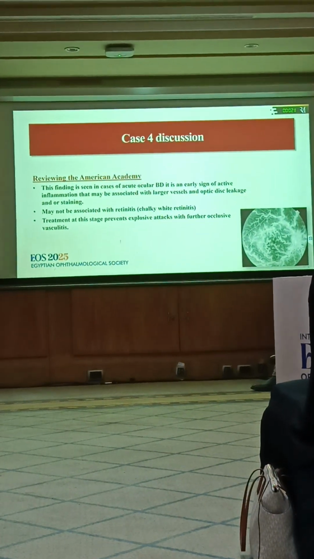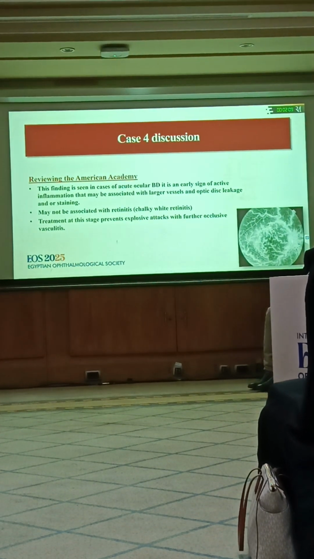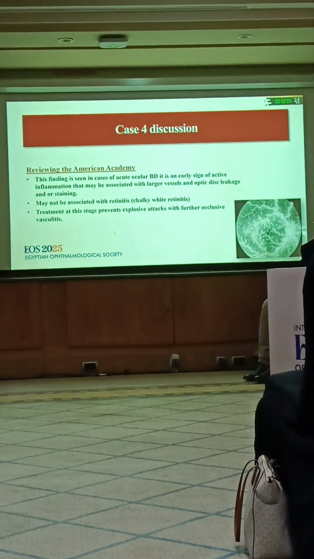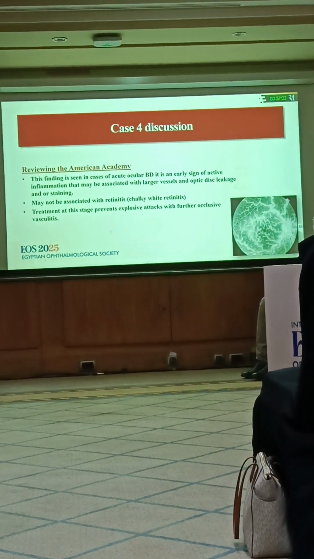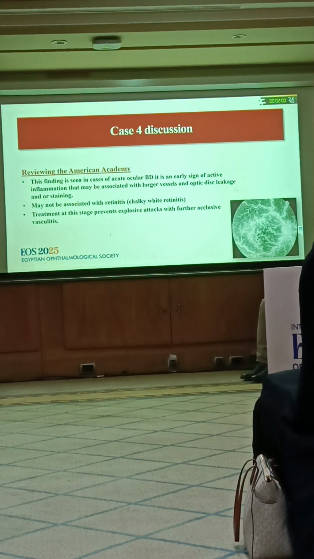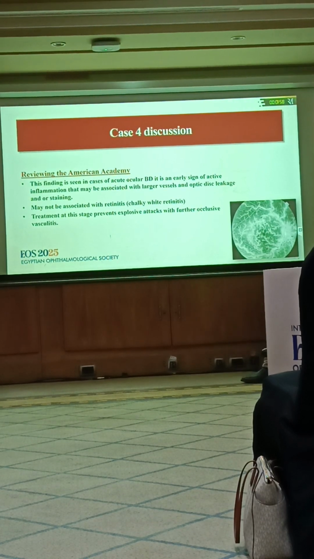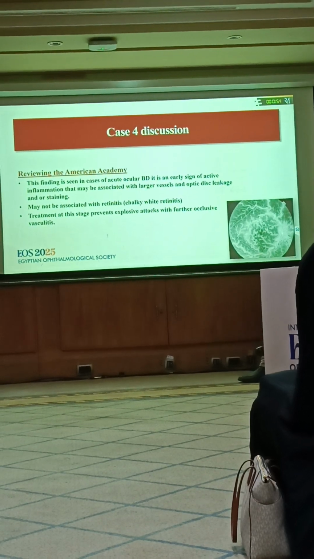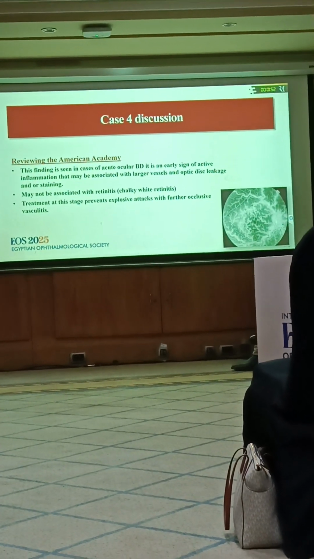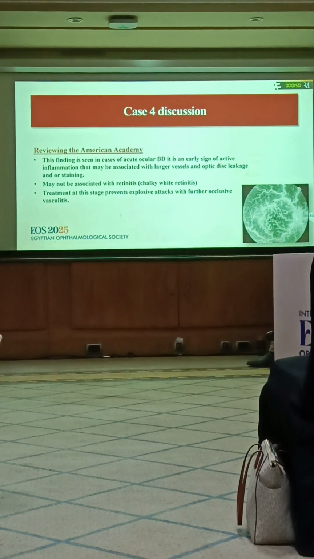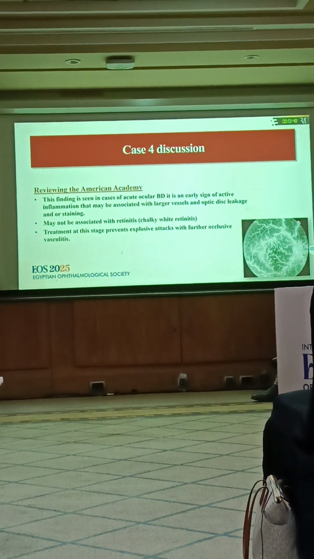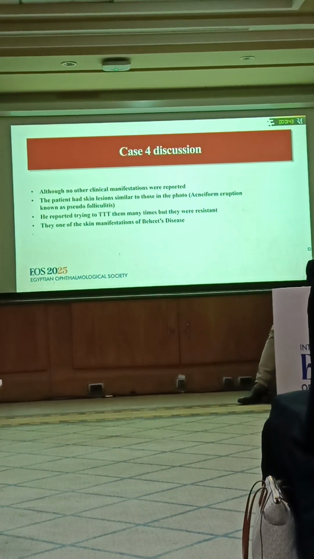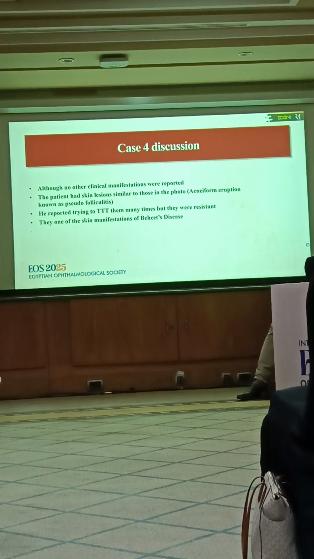Reviewing the American Academy, this finding is seen in cases with acute ocular presentation and is an early sign of active inflammation that may be associated with larger vessel and optic disc leakage or staining. It may not be associated with retinitis, and retinitis in these patients is very characteristic. It's called chalky white retinitis. Treatment at this stage prevents the exclusive attack with further occlusive vasculitis. So this is the early form that may turn later on into the occlusive vasculitis form.